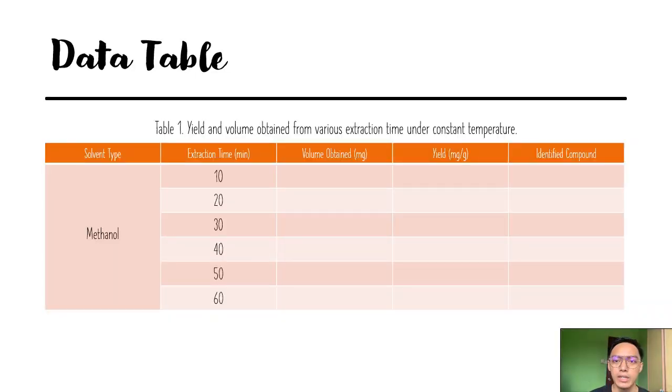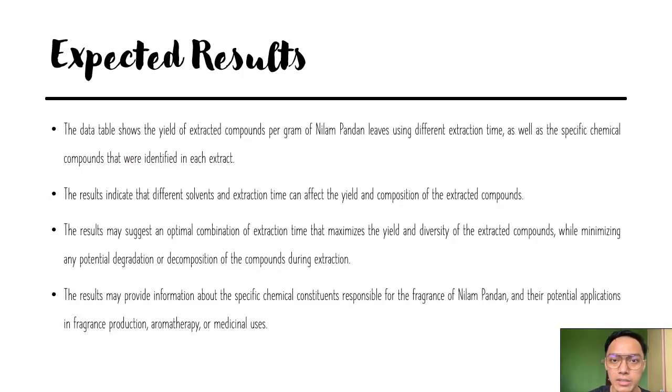So for the data table, I will cover it. My name is Muhammad Rizwan bin Abdul Salam, and for this experiment, we are collecting our data and recording it under Table 1, which is yield and volume obtained from various extraction times at constant temperature. Our solvent is methanol, and the extraction time varied from 10 to 60 minutes. As for the expected result, the table shows the yield of compound extracted per gram of nilam pandan leaf using various extraction times, as well as the specific chemical compounds that were identified for each extract.